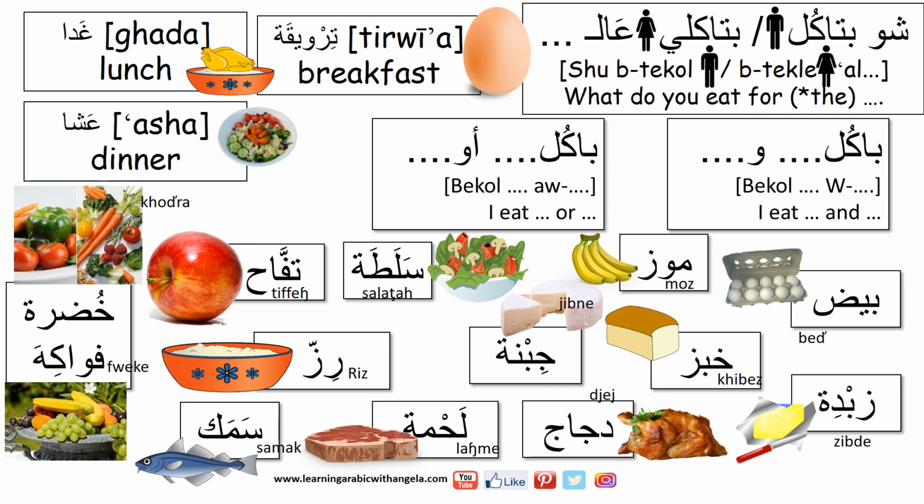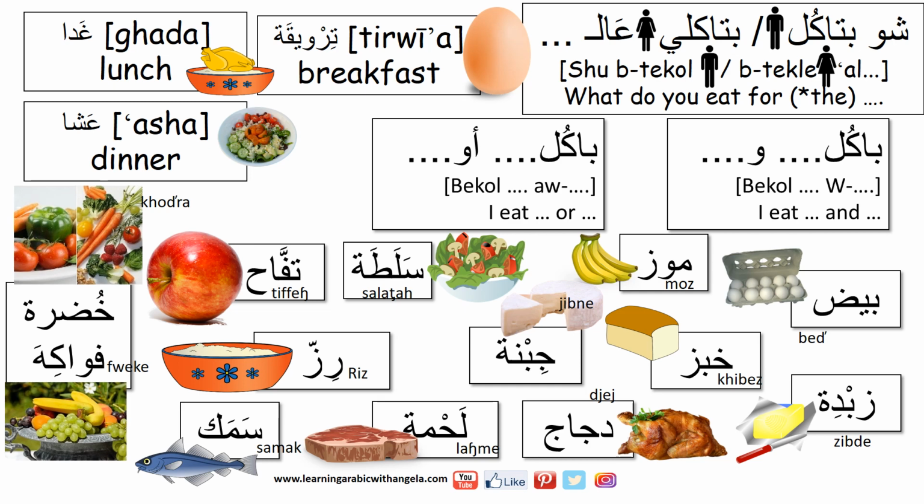And the reply could be باكل بيض وموز. So I eat eggs and banana. So باكل something and something. We can use و, which means and. Or we could use أو, which means or. So باكل بيض أو موز. I eat eggs or bananas. باكل سلطة وتفاح, salad and apples. باكل سلطة أو تفاح, salad or apples.